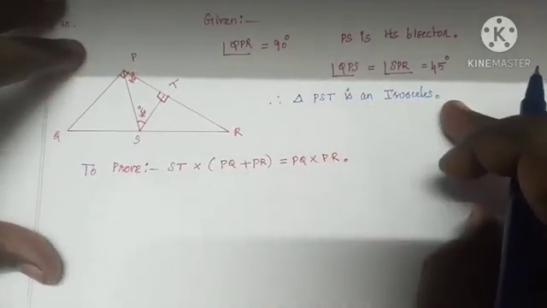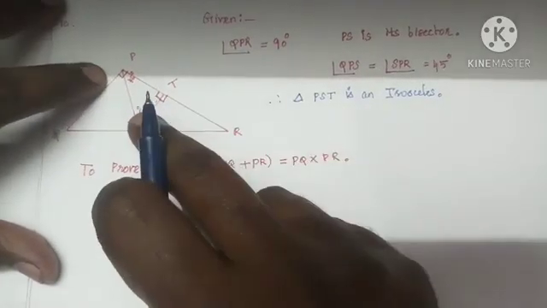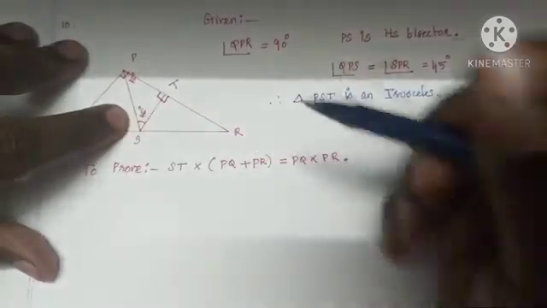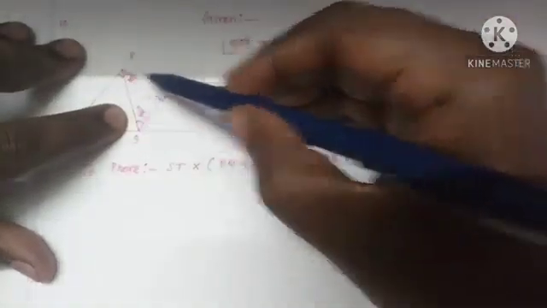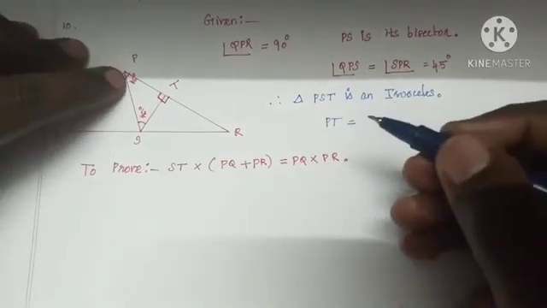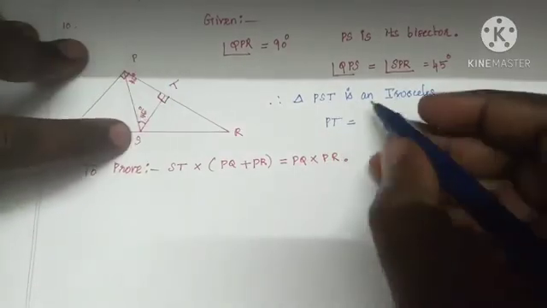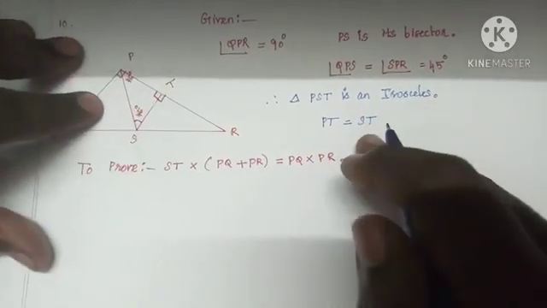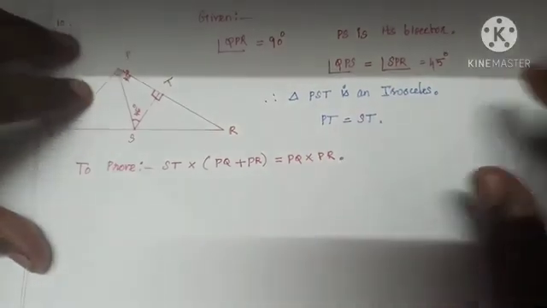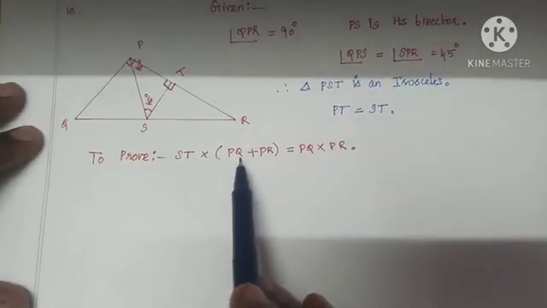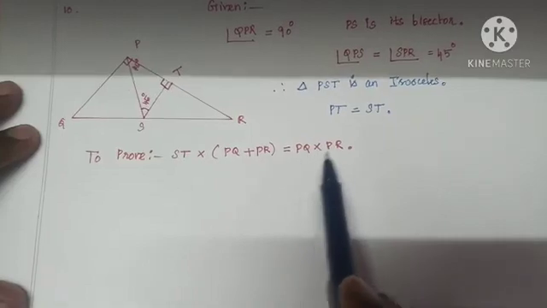Therefore, the sides opposite to equal angles are equal. This angle is 45, so its opposite side is PT. Here it is 45, and its opposite side is ST. So PT length is equal to ST length. They are equal in length. In this case we are going to prove ST into PQ plus PR equal to PQ into PR.